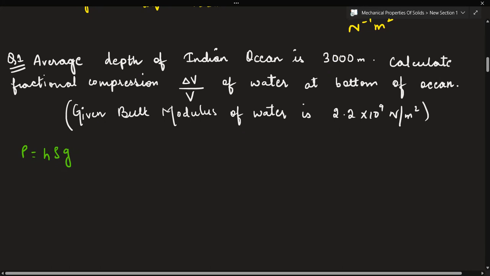The Indian Ocean is comprised of water, and the density of water is 1000 kg per meter cube. In case you need this data, just use it. Take 2 to 3 minutes and I'll help you out.